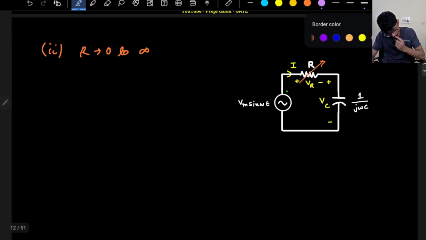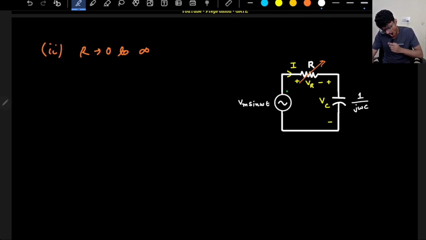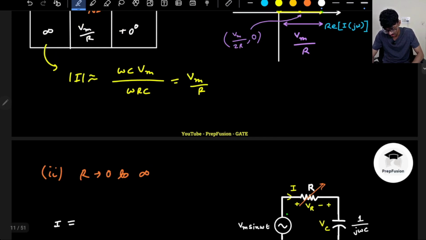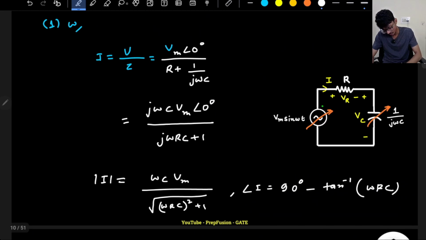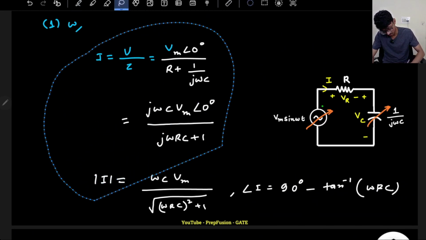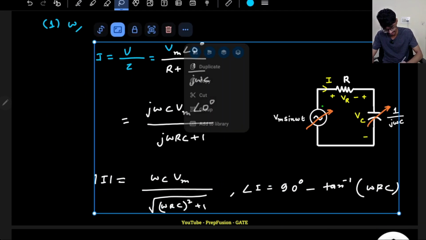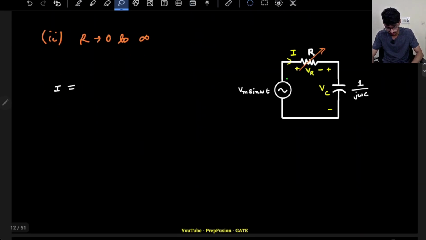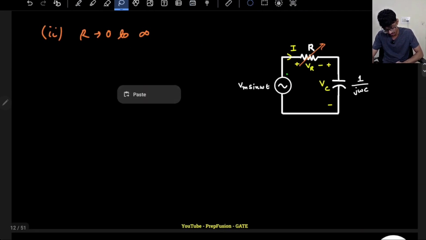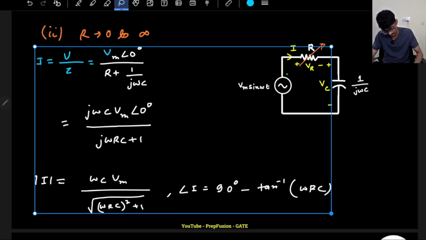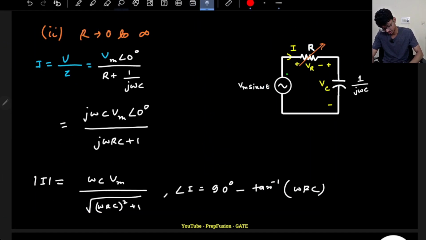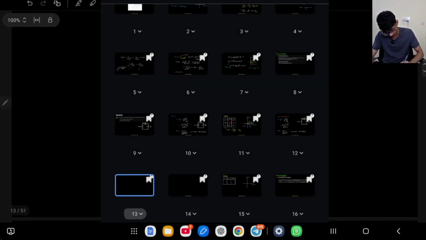So what we can say, again the same thing, the current equation will not change, right? Current equation will be the same, whatever I have derived previously. This will not change actually, all these will remain same. So I will simply copy and paste. So what will change? Basically the table will change.